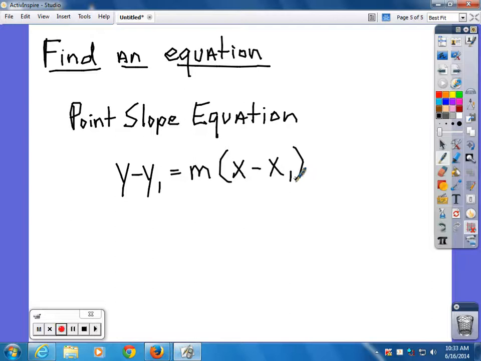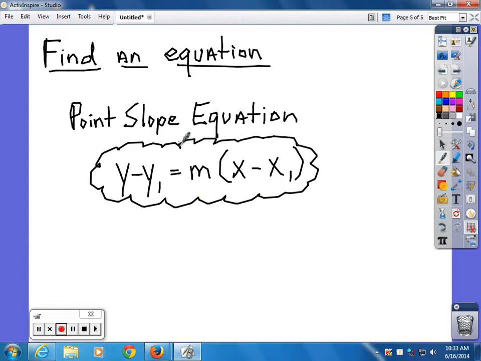When do you use this? Well, you use it when you see the directions. Find the what? Find an equation. Now, let me ask you a question. What do you think you need to have to use the point-slope equation? You're going to need a slope and a point.